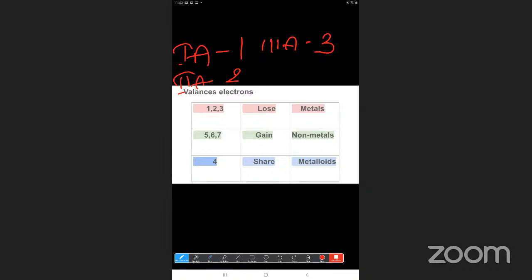So these elements, the 1A group, 2A group, and 3A group elements, lose their electrons to get stability. To get stability with 8 electrons in the valency shell, they lose 1, 2, or 3 electrons. That means the 1A group elements lose 1 electron, 2A group elements lose 2 electrons, and 3A group elements lose 3 electrons from the valency shell. When they lose those electrons, they become stable. They are metals. The 1A, 2A, and 3A group elements are all metals only. How they lose their electrons, I'll explain later.